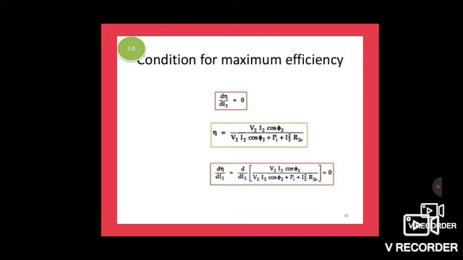Then we have to derive the condition for maximum efficiency. It is obtained by differentiating the efficiency with respect to current I2. So d of efficiency by dI2 is equal to 0, where efficiency is V2 I2 cos phi 2 divided by V2 I2 cos phi 2 plus Pi plus I2 squared R2E. Therefore d eta divided by dI2 is d by dI2 of V2 I2 cos phi 2 divided by V2 I2 cos phi 2 plus Pi plus I2 squared R2E, that is equal to 0.